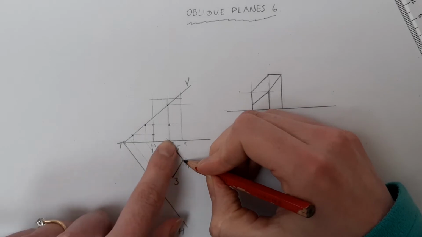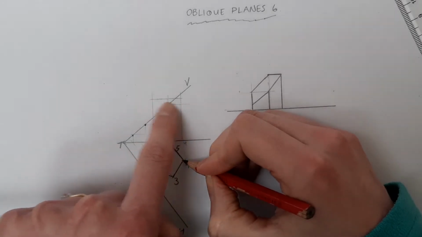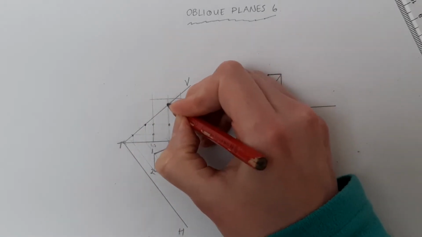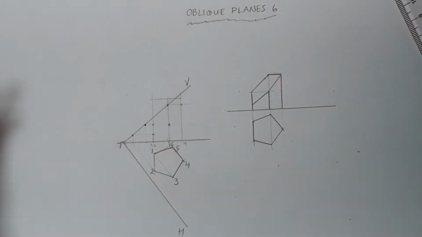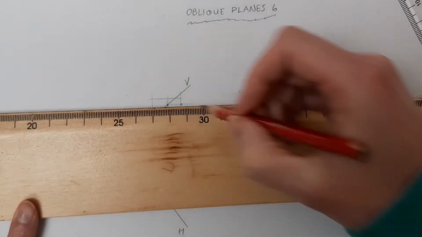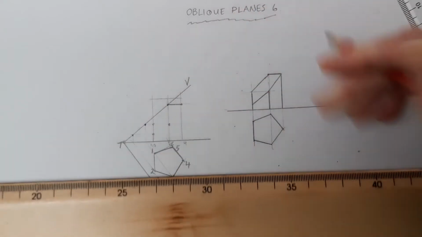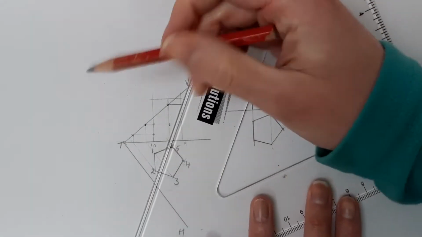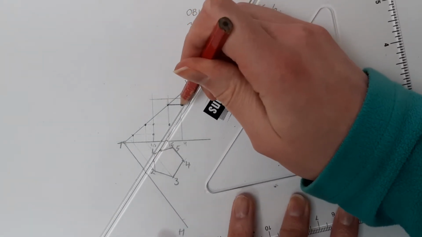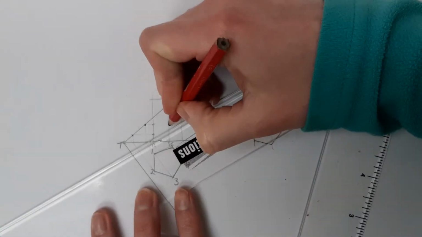So that was 4 and 5. So 4 and 5 is this height. So you'll find 4 and 5 at the same time. When you are finished, you're just going to transfer these points across and finish off the shape. Join 1 to 2, 2 to 3, 3 to 4, 4 to 5, and 5 back to 1.